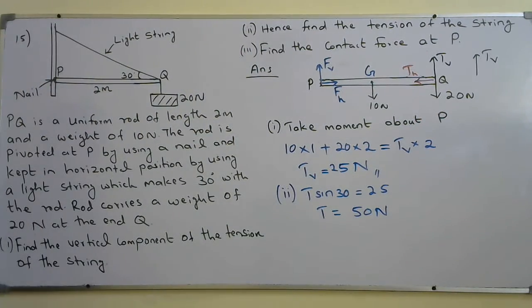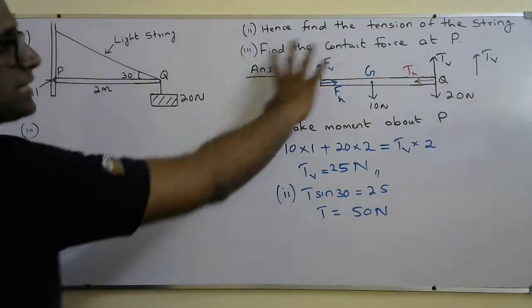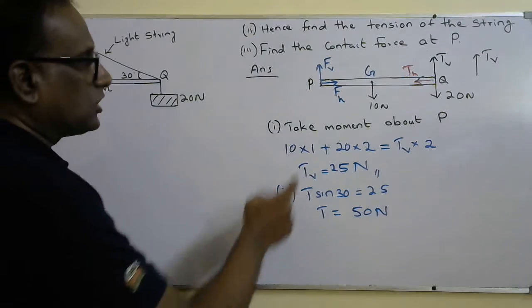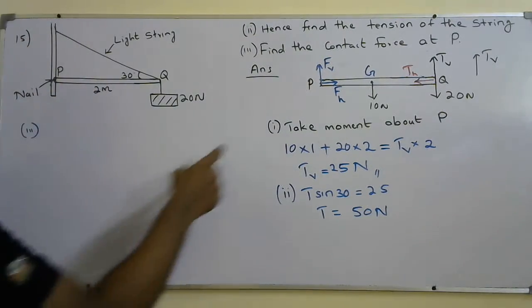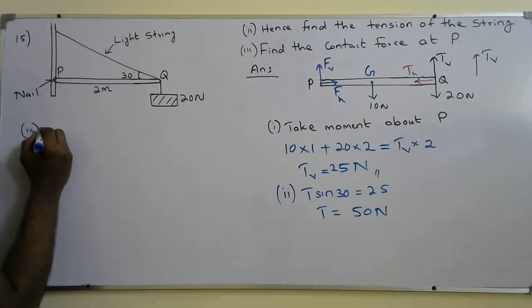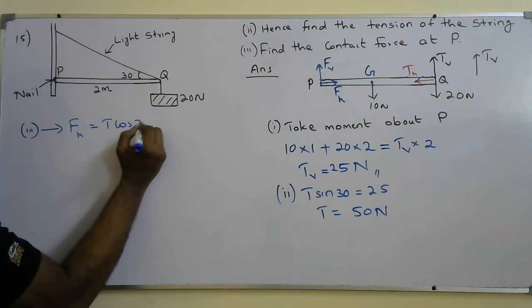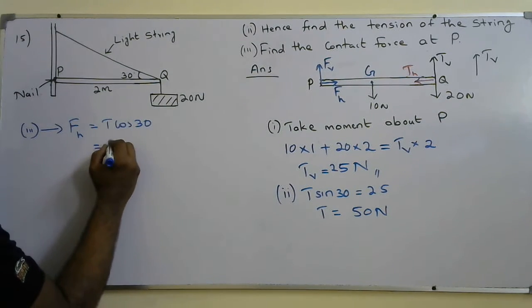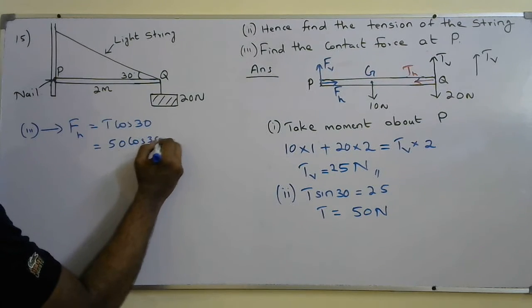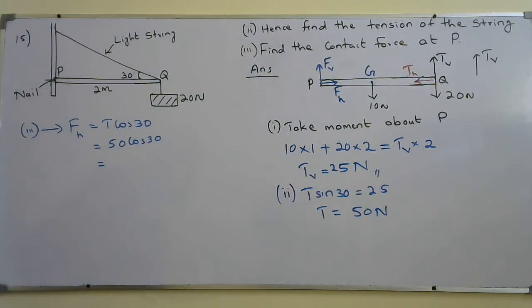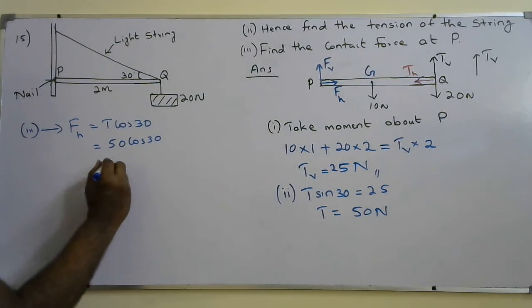Okay, then third part, find the contact force at P. We are finishing that question now. So these are the only forces acting on it. To find the horizontal component of the tension, if I consider the horizontal direction, FH equals T cos 30. So that's going to be 50 cos 30, so that will be 43.3 Newton.